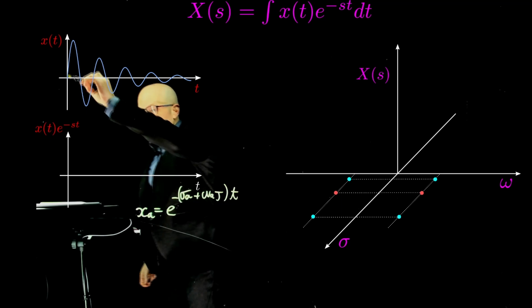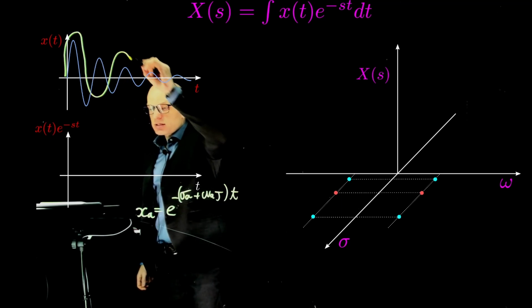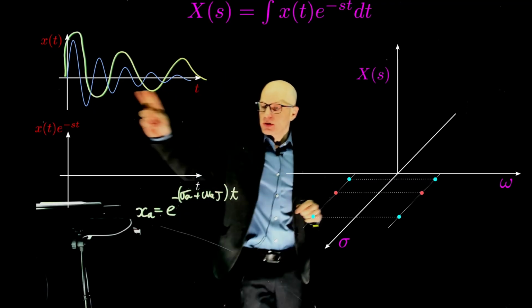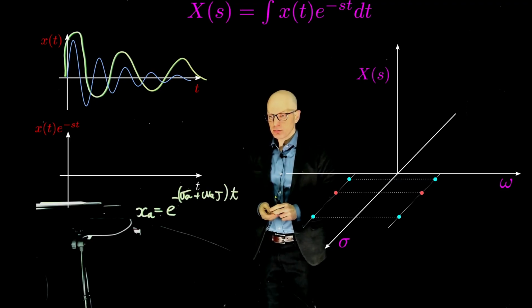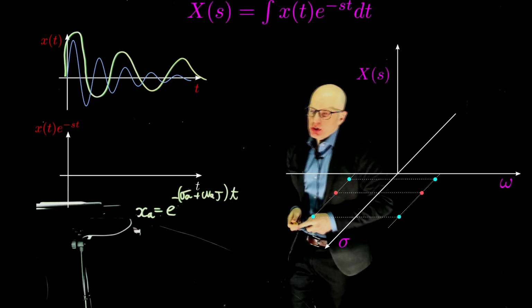So if you take that signal by accident over there, we should see something here that decays slower. It will have the same frequency, but it will decay slower. Okay, so these two signals don't really match. How do we know that they don't really match?